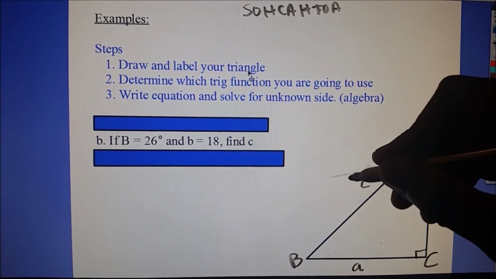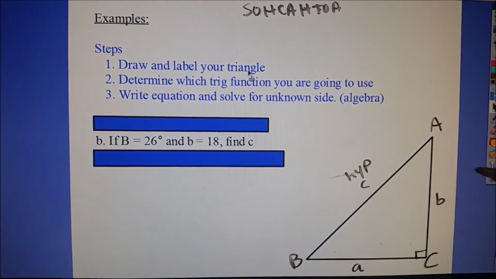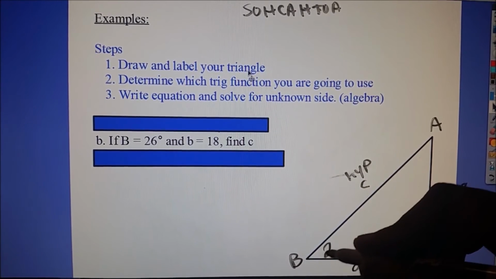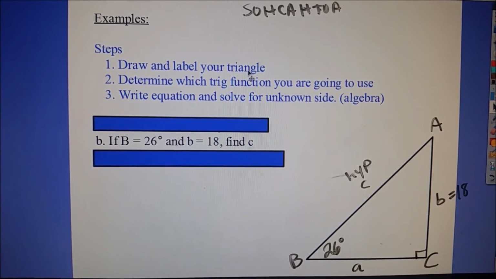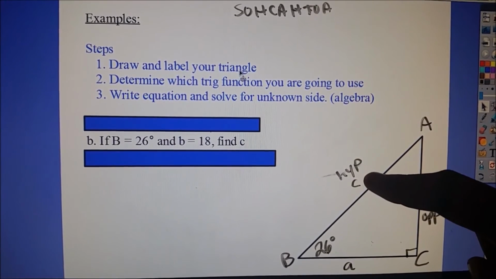Okay, so little c is right here. This is our hypotenuse. Little b is 18. And we know that big B is equal to 26 degrees. So here's our triangle. We know our angle, and we know the side across from that angle, which is our opposite side. We want to solve for c.